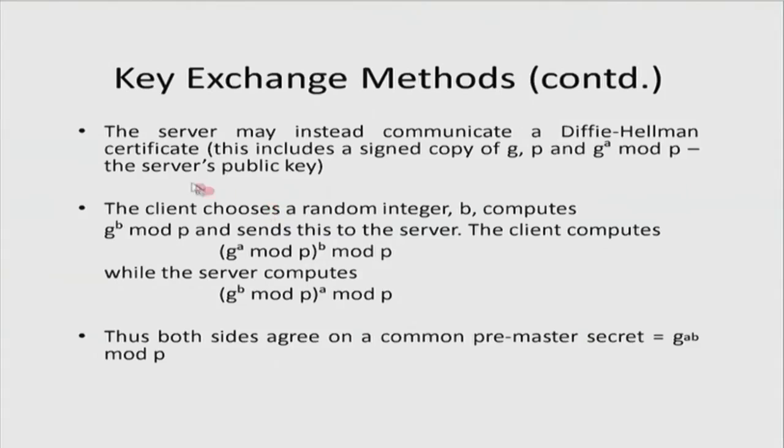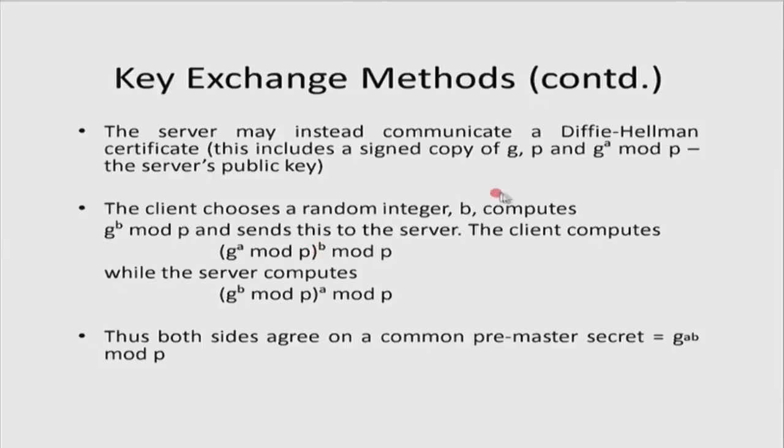So we had seen this yesterday. The server may instead communicate a Diffie-Hellman certificate which includes a signed copy of G, P and G raised to A mod P, signed by the CA. G, P and G raised to A mod P, this is the public key. The client chooses a random integer B, computes G raised to B mod P and sends this to the server. The client then computes G raised to A mod P to the power of his secret B.